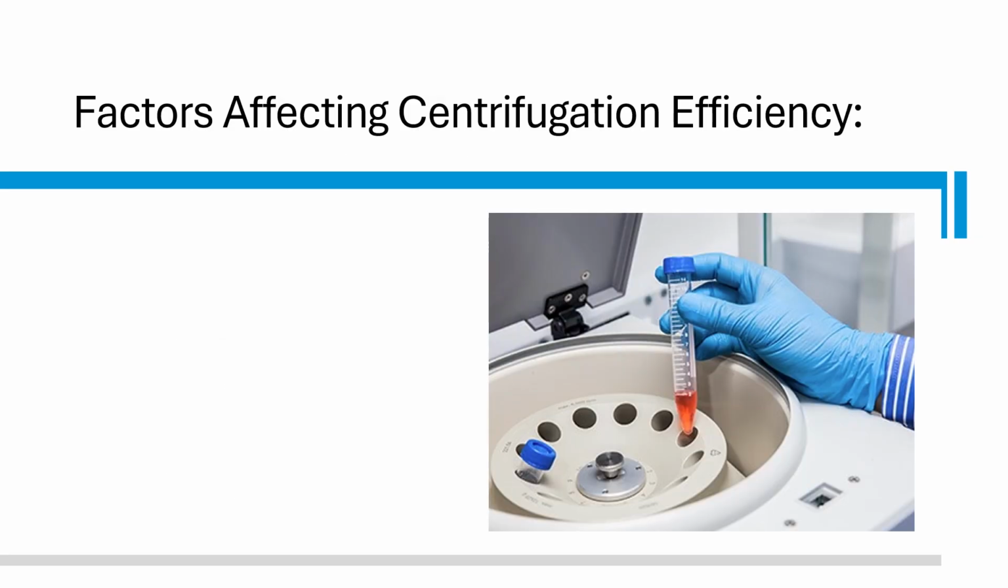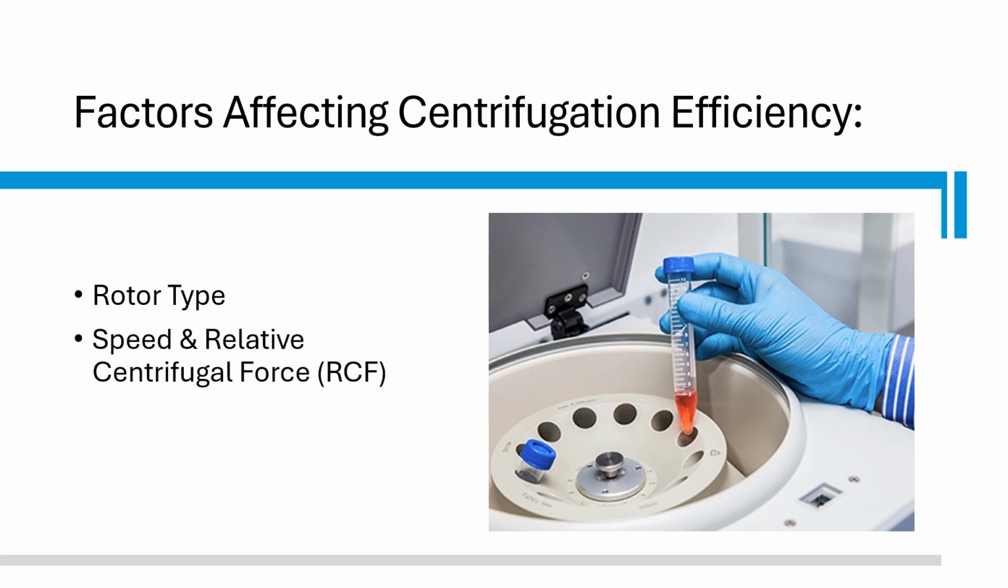Now we will discuss the factors which can affect centrifugation efficiency, right? The first one is the rotor type. Fixed angle rotors allow faster sedimentation, while swinging bucket rotors provide better separation for gradient centrifugation, right? So the rotor plays a very important role in centrifugation. Next is the speed and relative centrifugal force. Higher centrifugal force improves the separation, but excessive force can damage delicate samples, right?